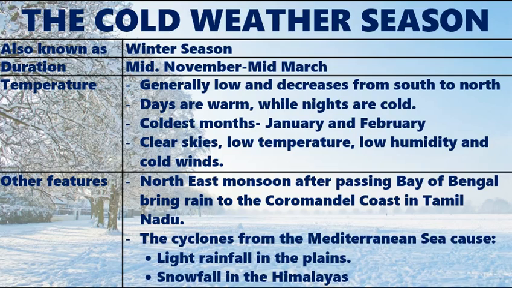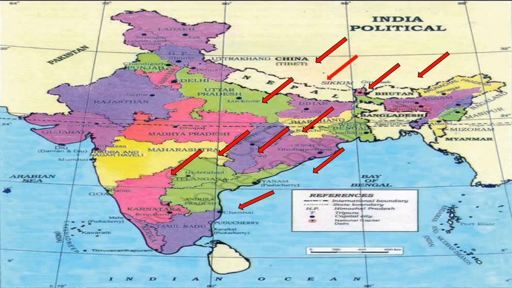It starts from the middle of November and continues till the middle of March. During this season, the temperature is generally low and decreases from south to north. The days are generally warm while nights are cold. The coldest months in many parts of India during the cold weather season are January and February. During this season, the northeast trade winds prevail over the country. They blow from land to sea, and hence, for most parts of the country, it is a dry season.